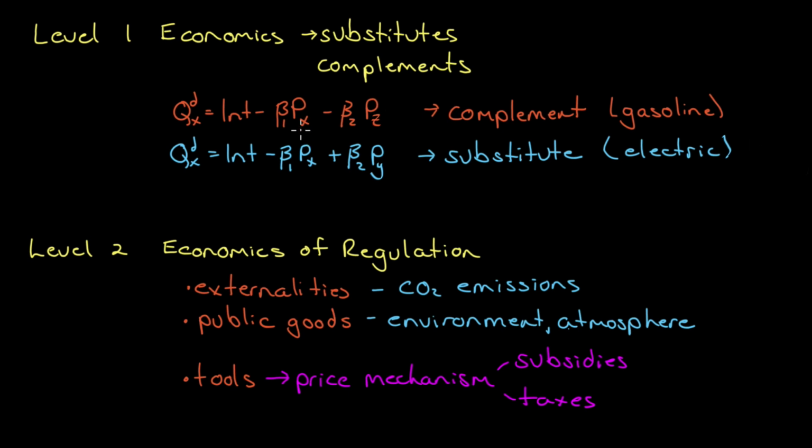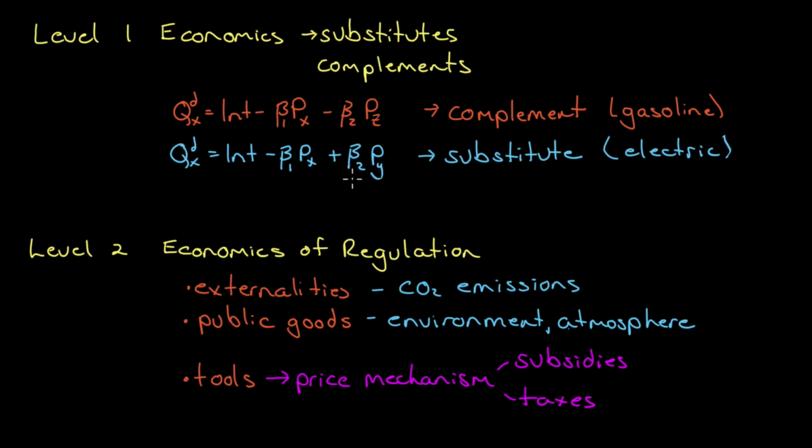So what this is saying: the higher the price of gasoline, and we can see a negative sign in front of it, the lower the quantity demanded will be. And PX is the price of internal combustion engines. For substitutes, we have PY. PY is an electric vehicle.